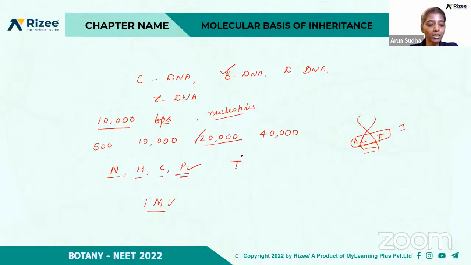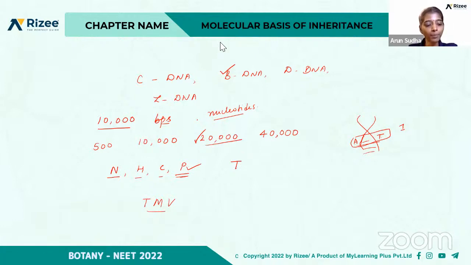Which of the following is not a pyrimidine nitrogenous base? Thymine, cytosine, guanine, and uracil. Yeah, C is the right answer. It is guanine. Guanine alone is a purine. All the others are pyrimidines.